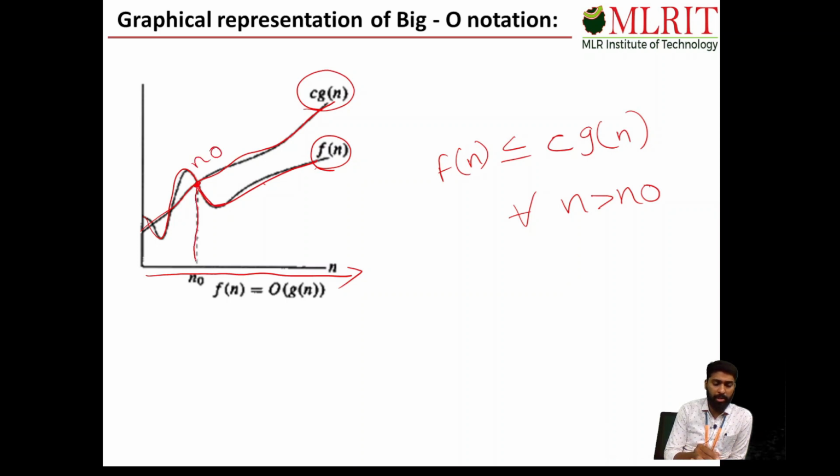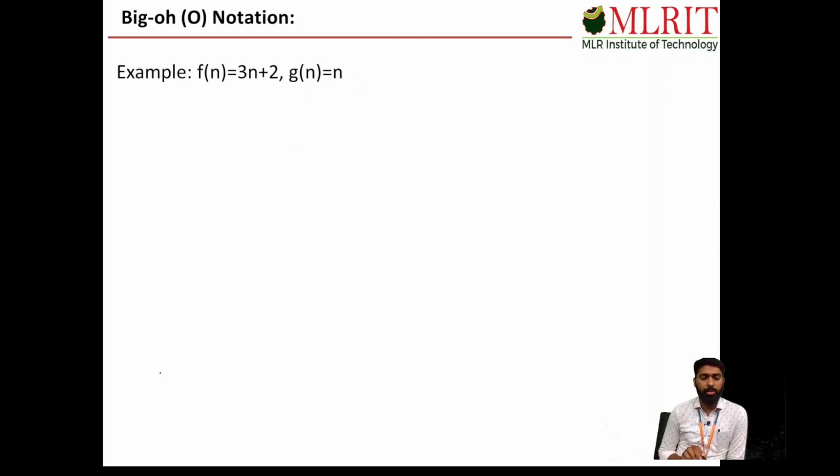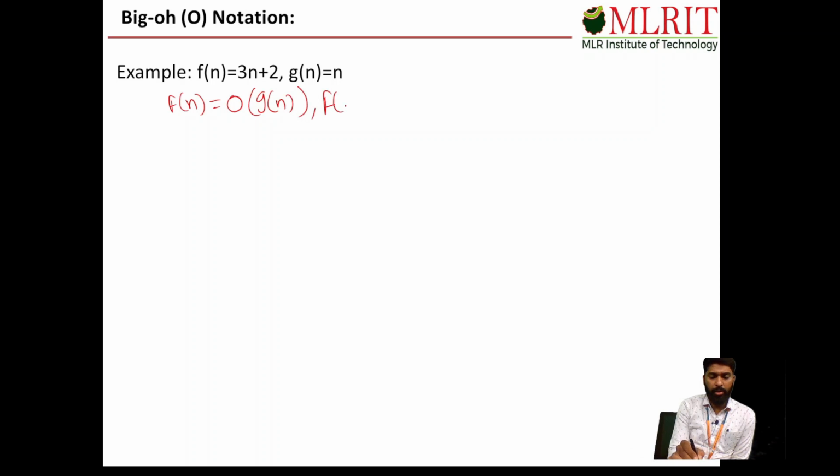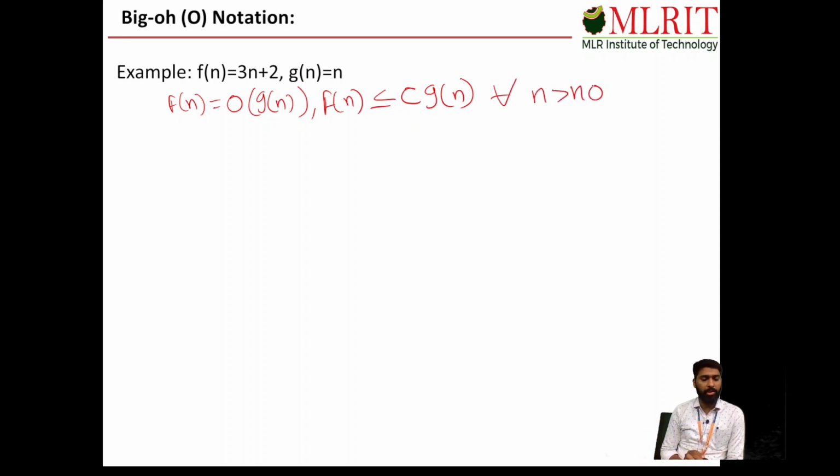From this point, f of n is always less than or equal to c into g of n. That means this is the upper bound here. Let us discuss with one example. f of n equals 3n plus 2, g of n equals n. Now we say that f of n equals big O of g of n when f of n is less than or equal to c into g of n for all n greater than n naught.